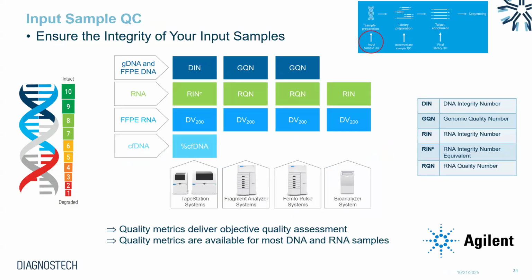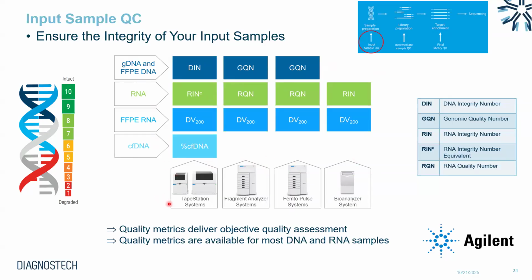So for your input sample QC, we need to ensure that the integrity of our samples is good, or make provisions for samples that are not as good. But the important thing is that we need to know what the integrity of the sample is. So in this slide, I've just shown the different sample types, so DNA, genomic DNA, FFPE, RNA, and cell-free DNA, and the different quality or integrity assessments that we can perform on a number of different instruments.